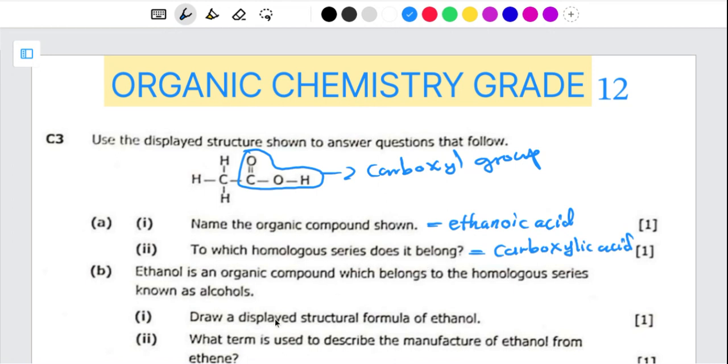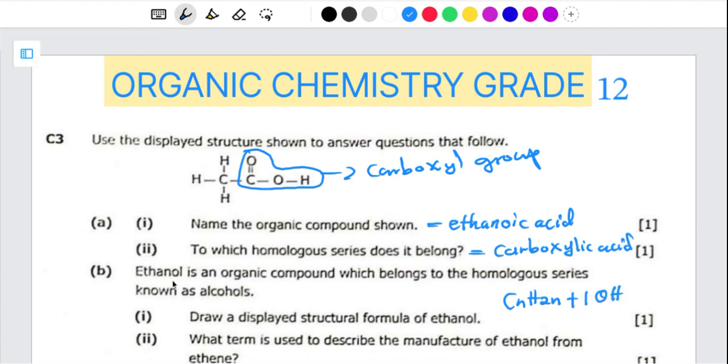Draw a displayed structure formula of ethanol. You have to understand the molecular formula for alcohols. This one is given by CnH2n+1OH. This OH is the functional group, and the functional group you put at the end.